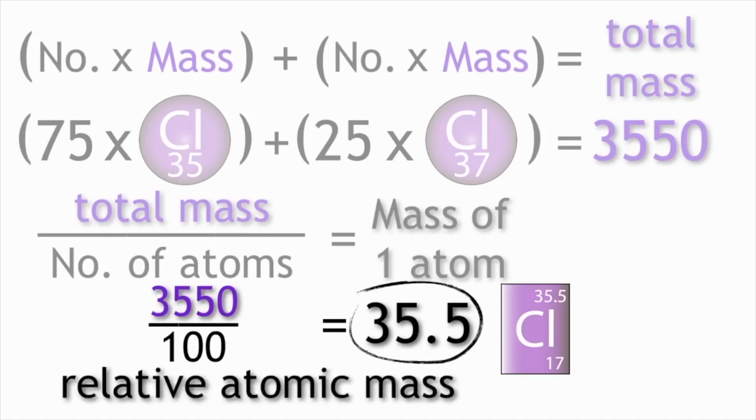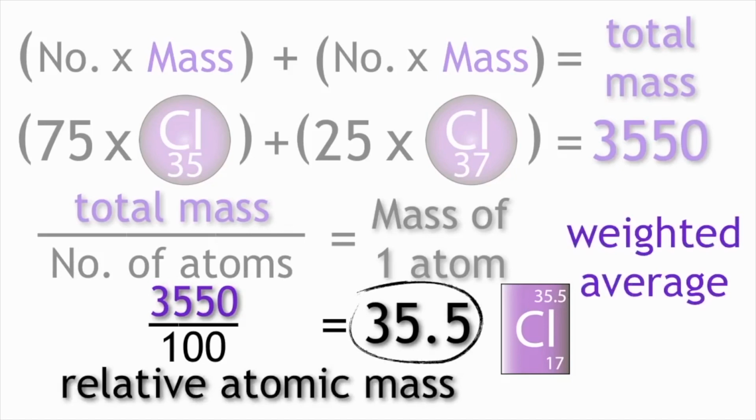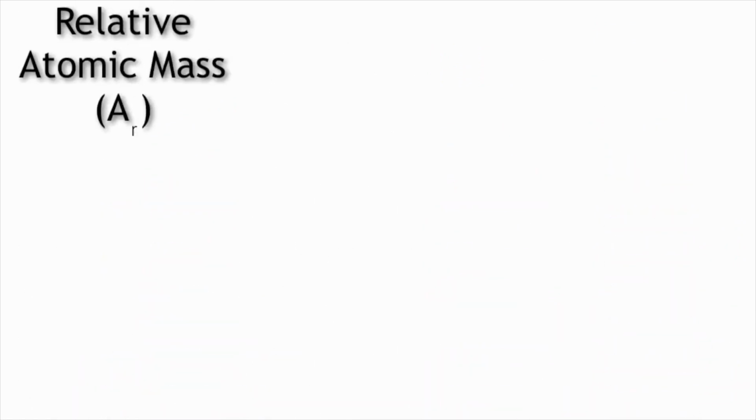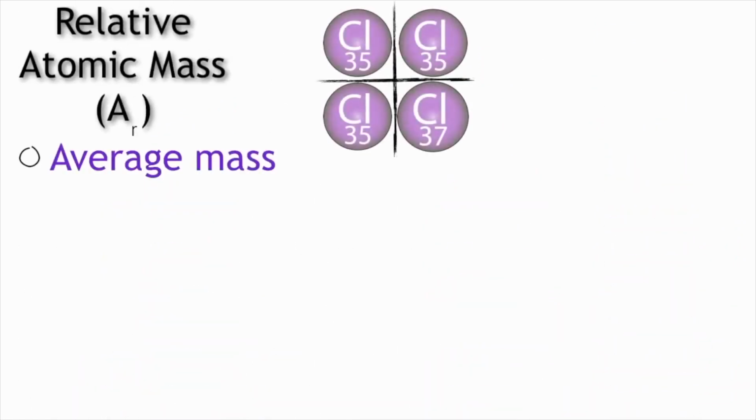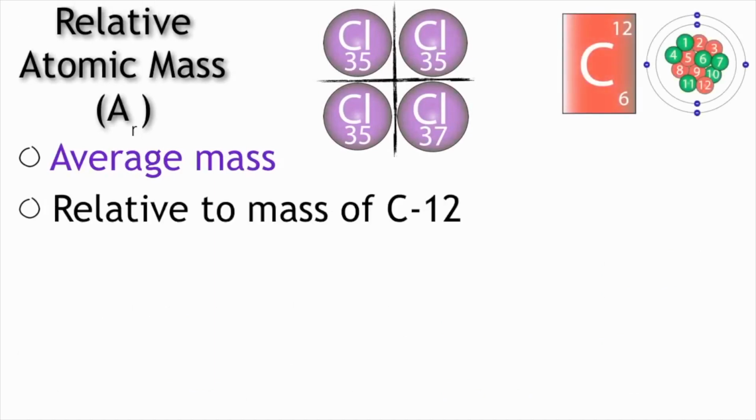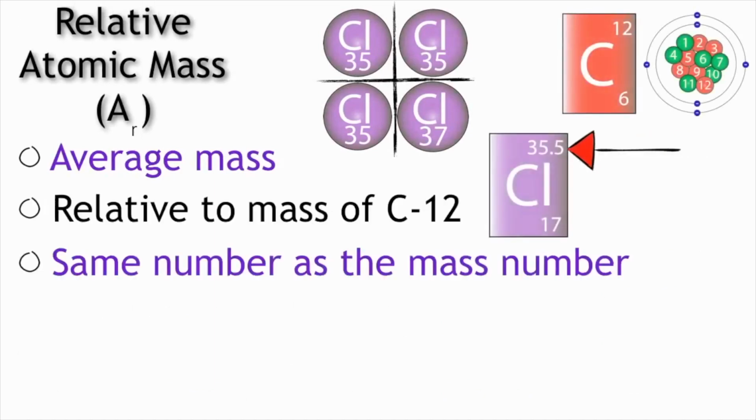The relative atomic mass has a value closer to 35 because there are more atoms of chlorine-35 than chlorine-37. It is a weighted average. So the relative atomic mass of an element is defined as the average mass of the naturally occurring isotopes of the element relative to the mass of an atom of carbon-12. On the periodic table, it is the same number as the mass number.